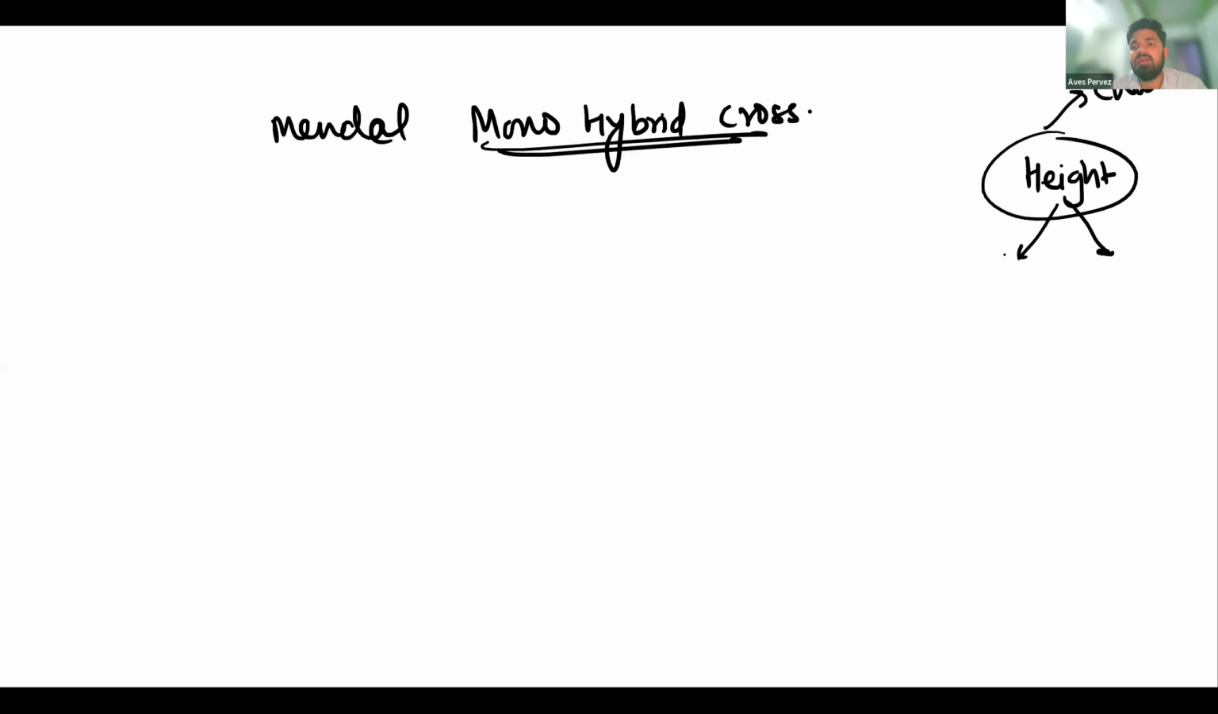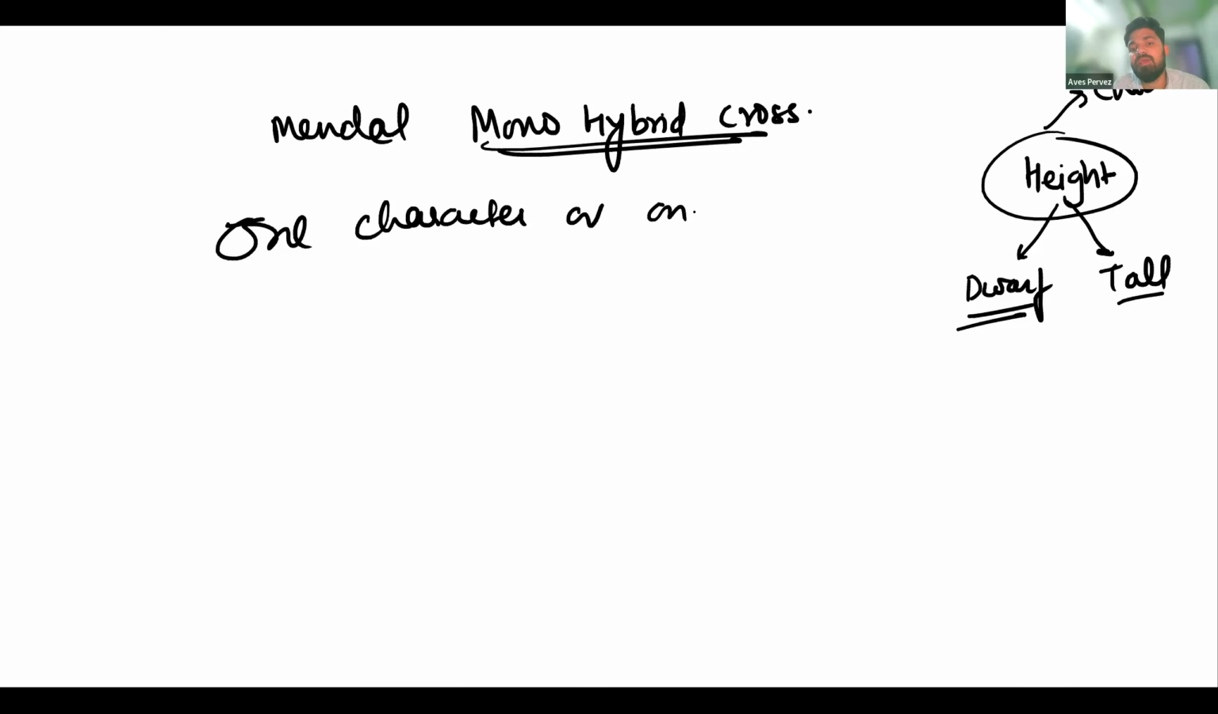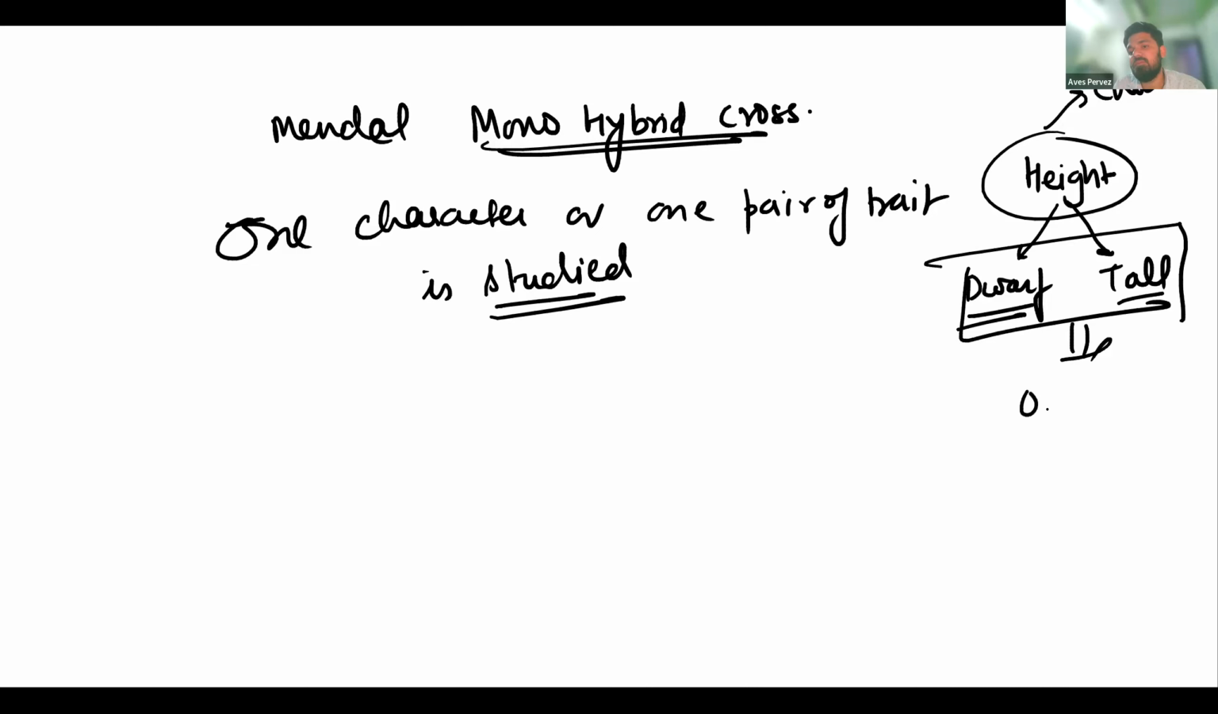Height is a character, and dwarf and tall are the two traits. So what is a monohybrid cross? The cross in which one character, or one pair of traits, is studied. We call it a monohybrid cross, like one pair of traits or one character that we are studying.